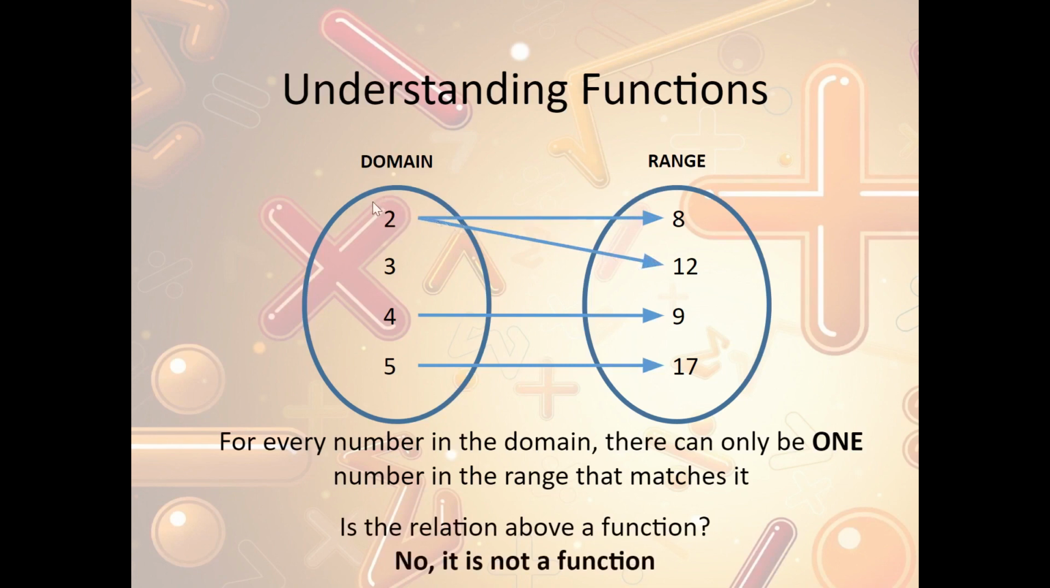Remember, for every x, this is our x, for every x, there can be only one y that goes with it. 4 and 5 are okay. 3 is actually okay even though it's not mapped to anything. The issue is 2.